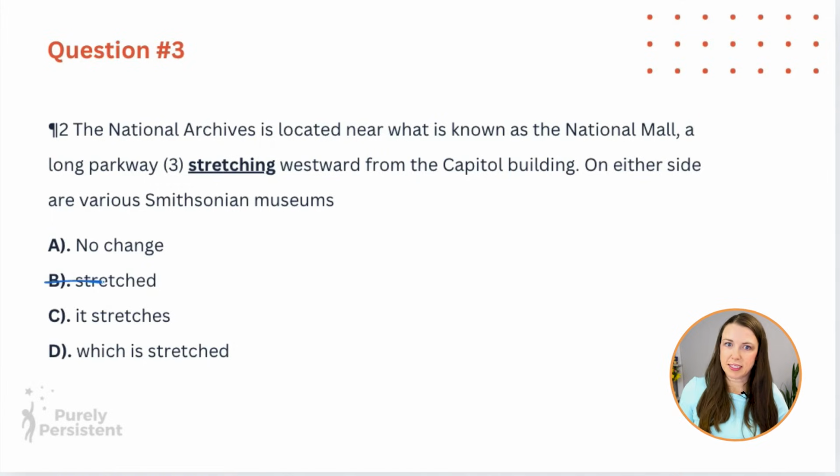C, it stretches. So let's read that. Along Parkway, it stretches westward. That doesn't make sense, right? We don't really need the it because we just said Long Parkway, and that's the noun or the subject of the sentence. Okay, along Parkway, which is stretched. No, because it's still stretching, and this one's a little wordy, right? So the answer is A. We're going to just keep it as is. It's stretching right now as we speak.